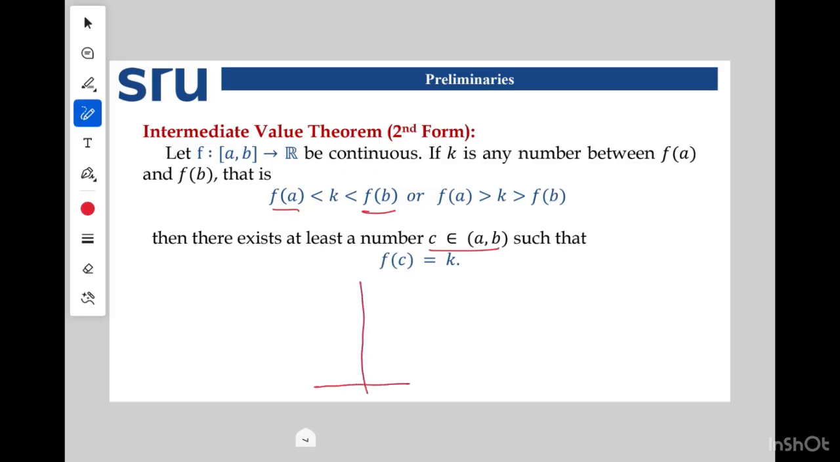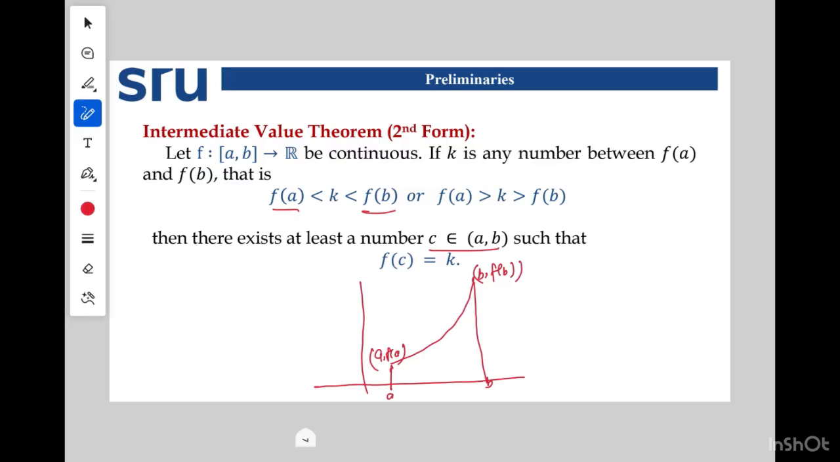Let us draw a graph. Suppose this is your graph of y = f(x), and let us define a closed interval [a, b]. This is your a, this is your b, and this point is (a, f(a)), and this point is (b, f(b)).